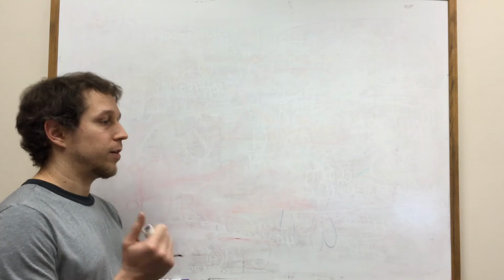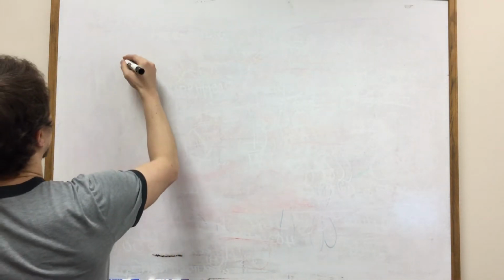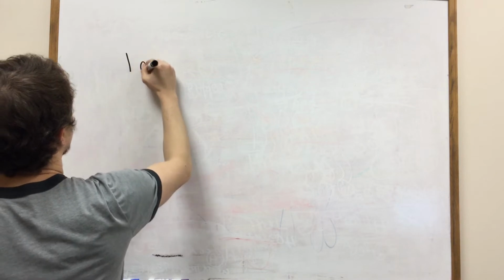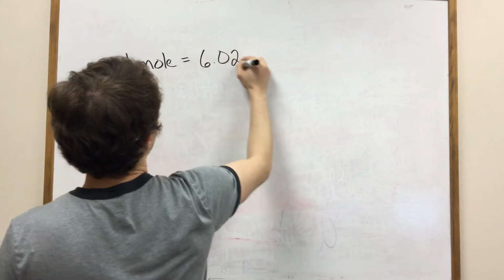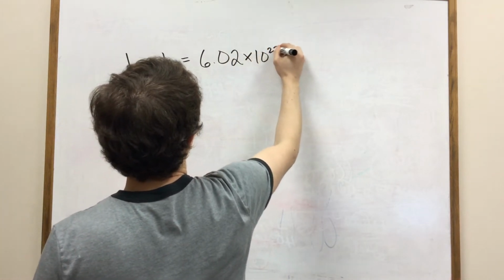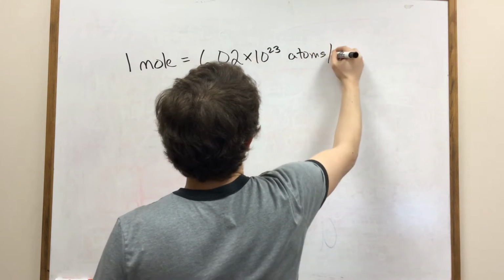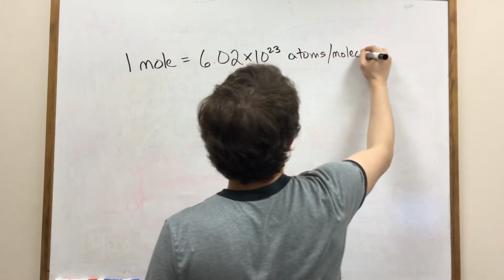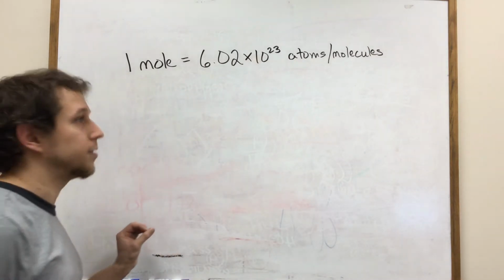So in this video I want to talk to you about the concept of molarity. And to do that we first need to understand what a mole is. So a mole is equal to 6.02 times 10 to the 23rd either atoms or molecules. It's Avogadro's number and it's a constant.